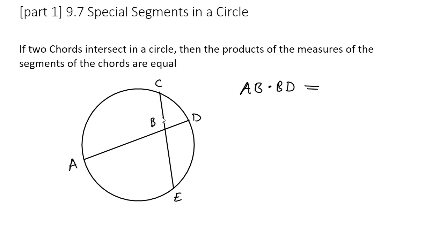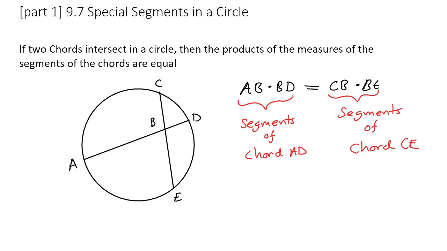So we have chord CE. I can break it up into CB and BE. So these two products should be equal to each other. On the left side, that's the product coming from the two segments of chord AD. Similarly, on the right side of my equation, those two segments come from chord CE.